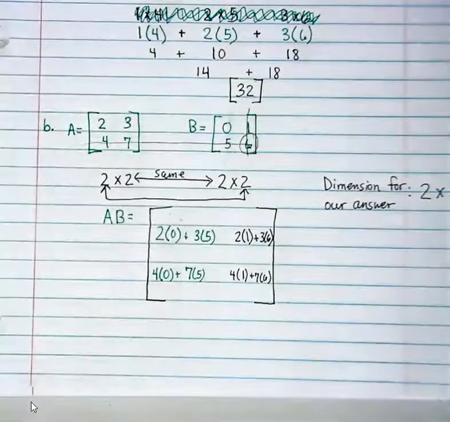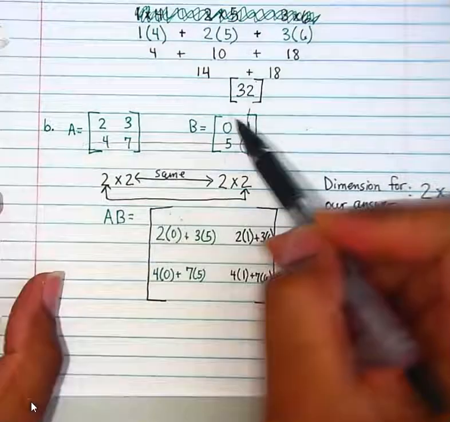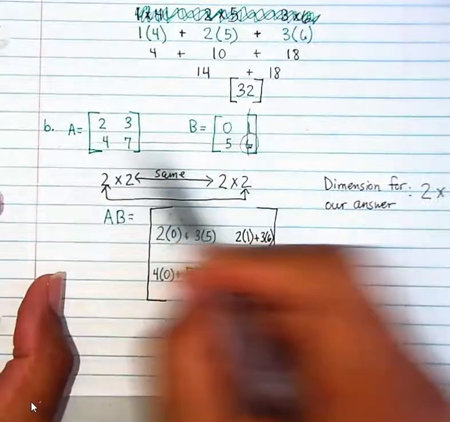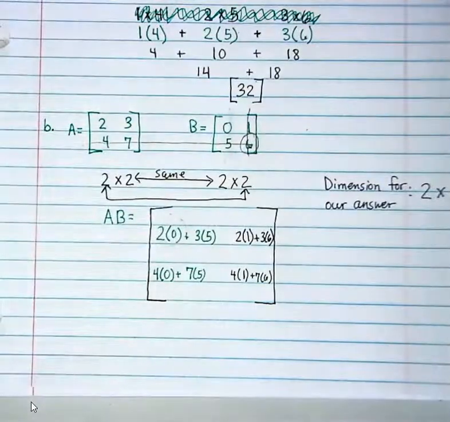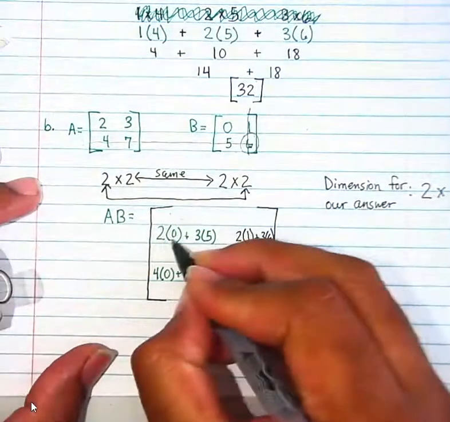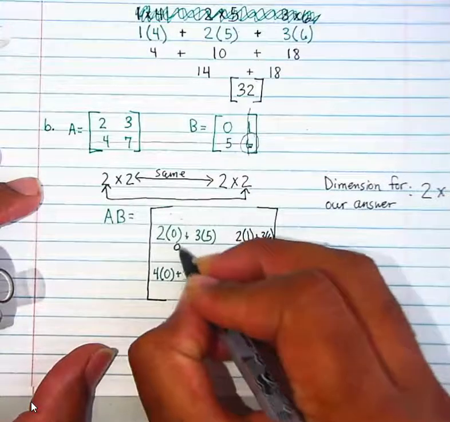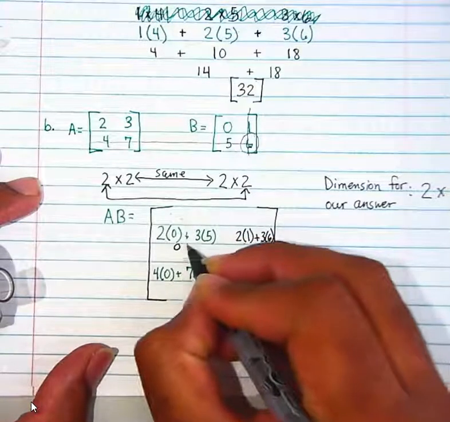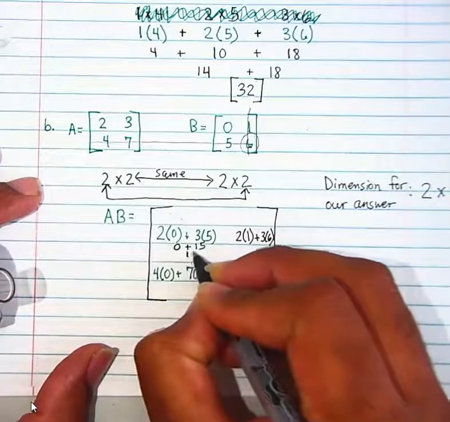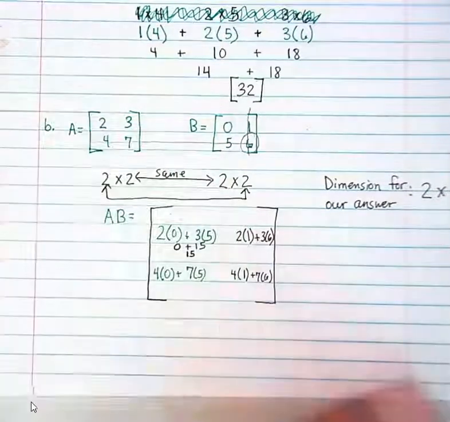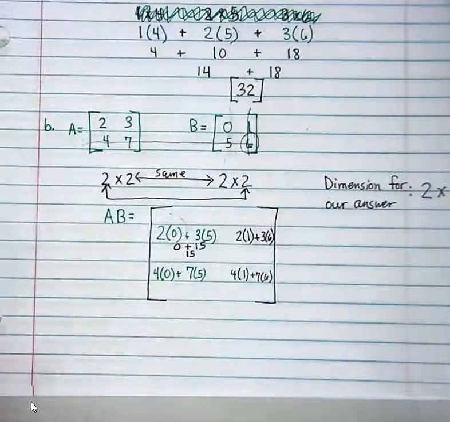So all we're going to do now, we've done all the hard work. So we did a row by a column, row by a column, row by a column, row by a column. So now we have to just simplify everything down. And so here, we know that 2 times 0 is 0. 3 times 5 is 15. So for this spot, we're going to put 15 as our answer. And I'm going to rewrite it so you guys can see everything as our answer.